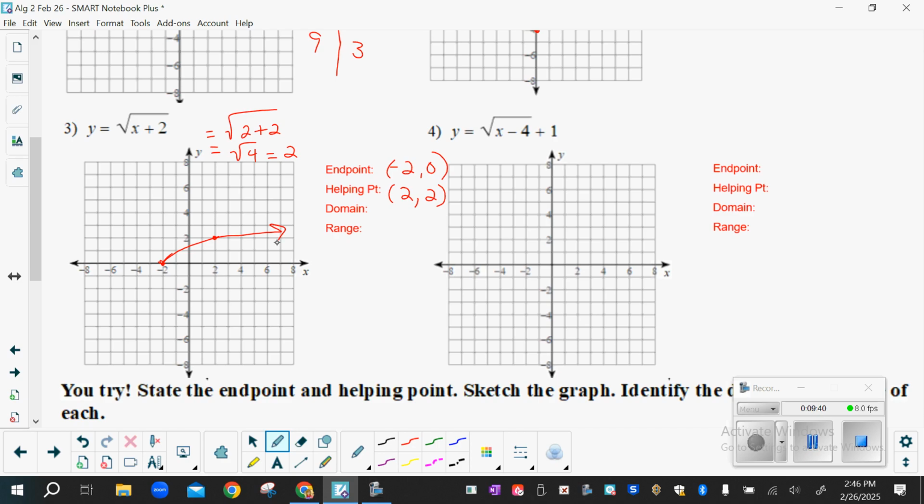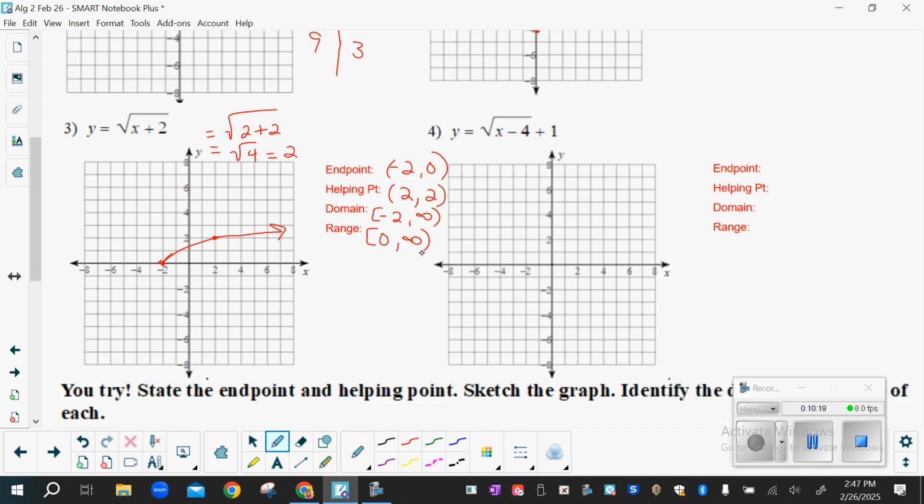So domain. What's my domain? That's negative 2 to infinity. And then the same group, what's my range? Say it. Pretty good. The rest of your group understand that? Questions on that? Anybody in the group?